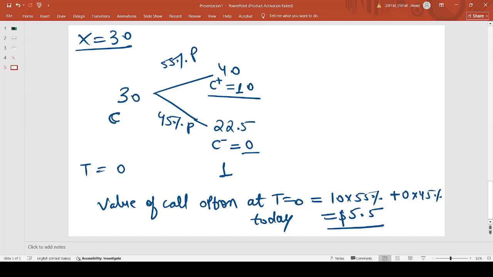Now, this was about the one period binomial model. Sorry, this is not today. One thing, this is not today. You will also have to discount it, right? Whatever the price is coming, it's at T1. Let us write at T1.